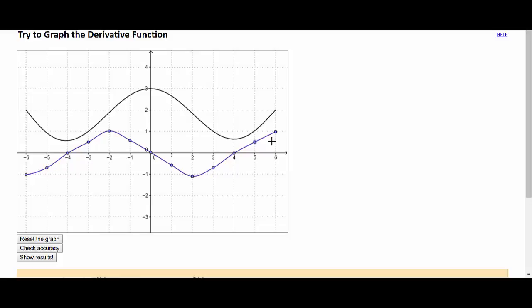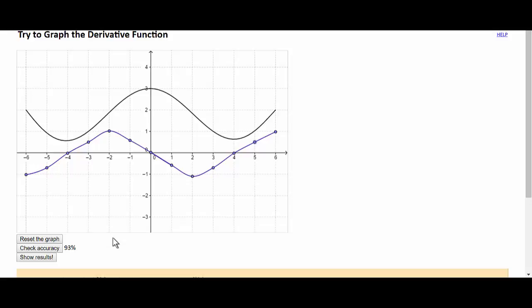Does that make sense? Now, here's what's cool about this. I can check the accuracy. Look at that, the teacher got a 93%. All right, then it shows the results.